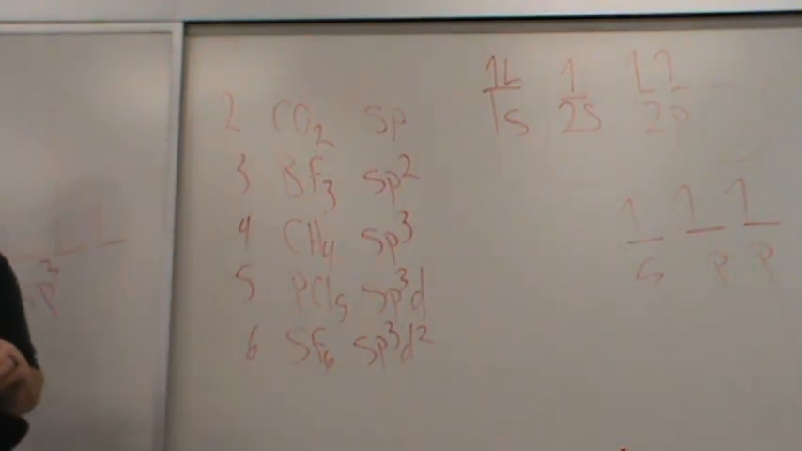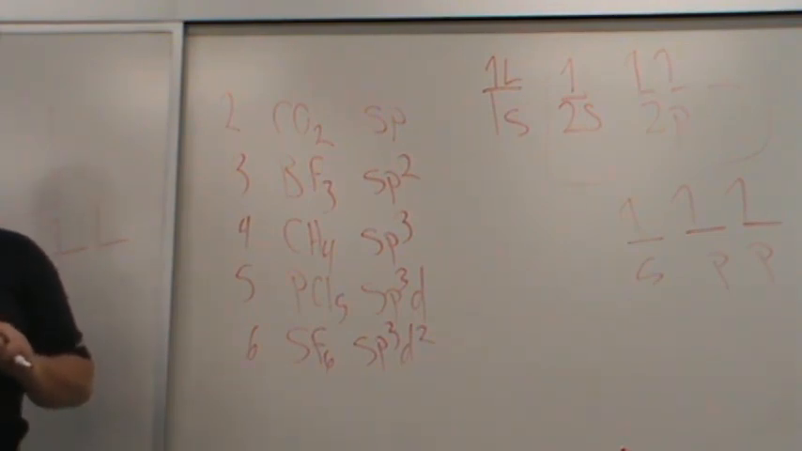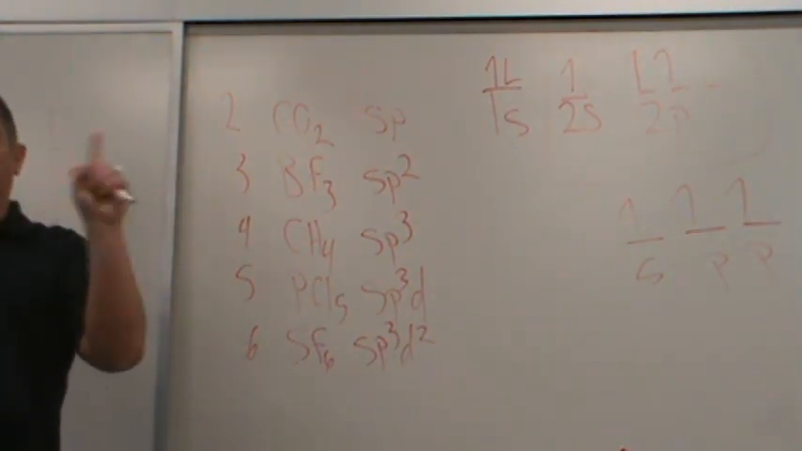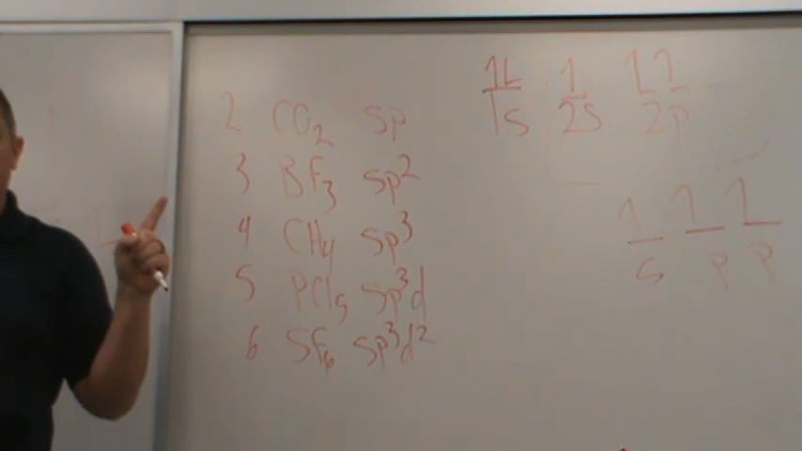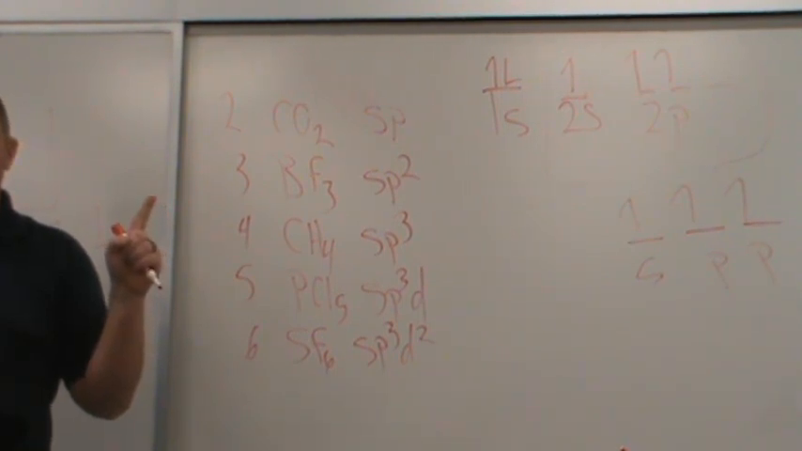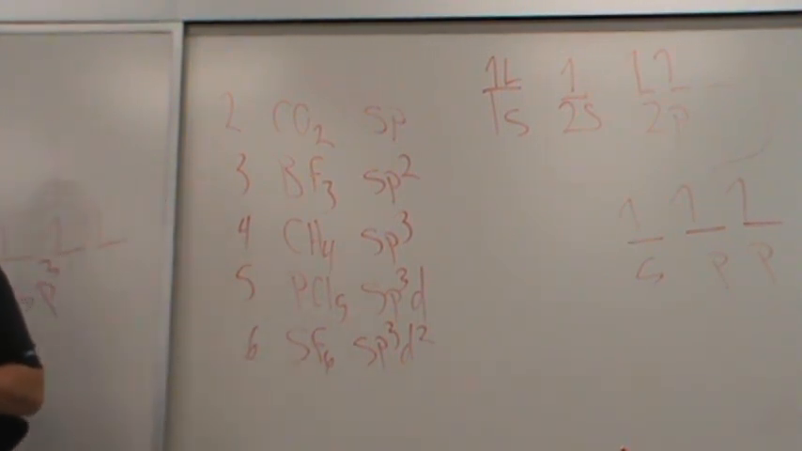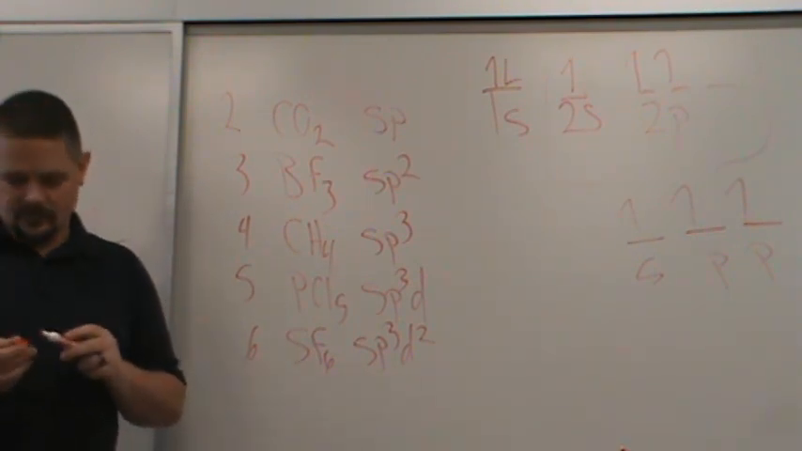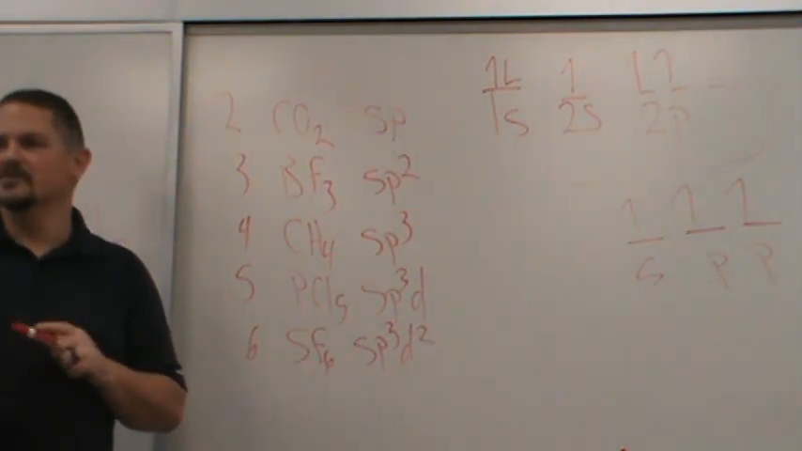What if we got 2 central atoms? Okay, good question. If you have 2 central atoms, you're going to have to look at them individually. You'll have 2 different hybrid orbitals, since we have 2 different central atoms. That's really easy. Okay, questions?